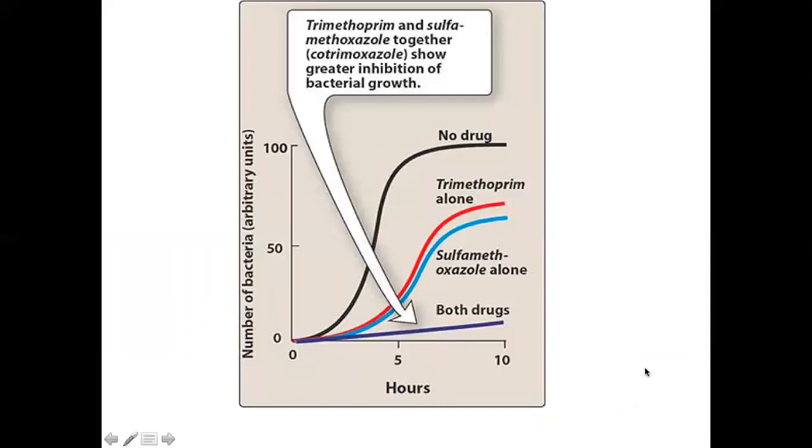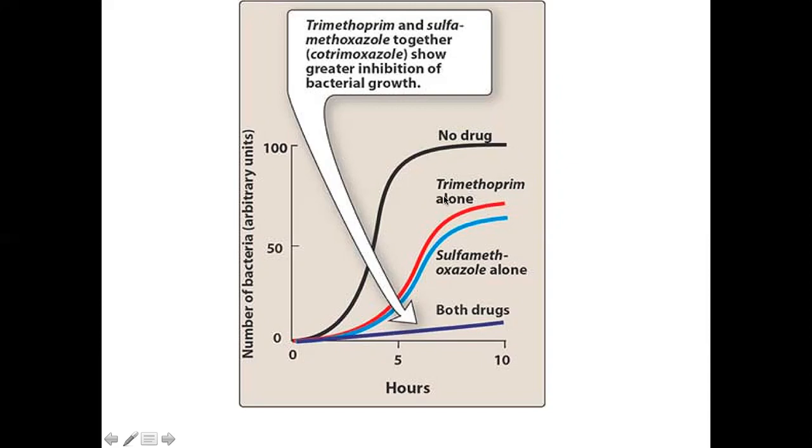So as you can see from this graph, this curve, the y-axis represents the number of bacteria, and the x-axis is time. So when there's no drug, the bacterial growth will increase, okay? But here it says trimethoprim plus sulfamethoxazole together, which is called cotrimoxazole, show greater inhibition of bacterial growth. So if this is bacterial growth, the black line is no drug. As you can see, when there's no drug, there's increase in bacterial growth.